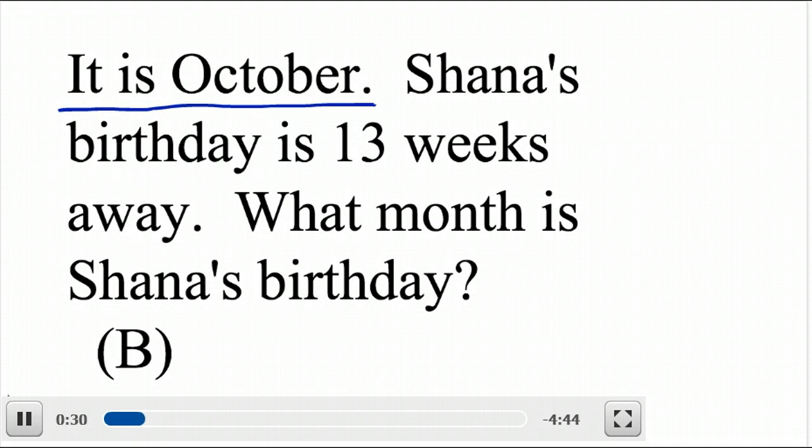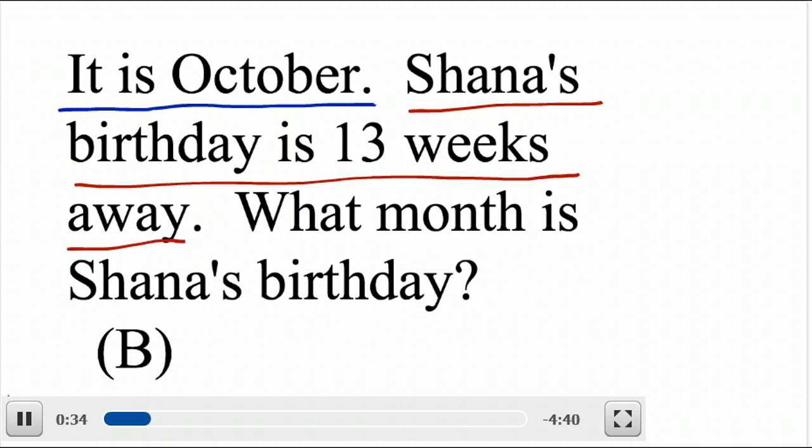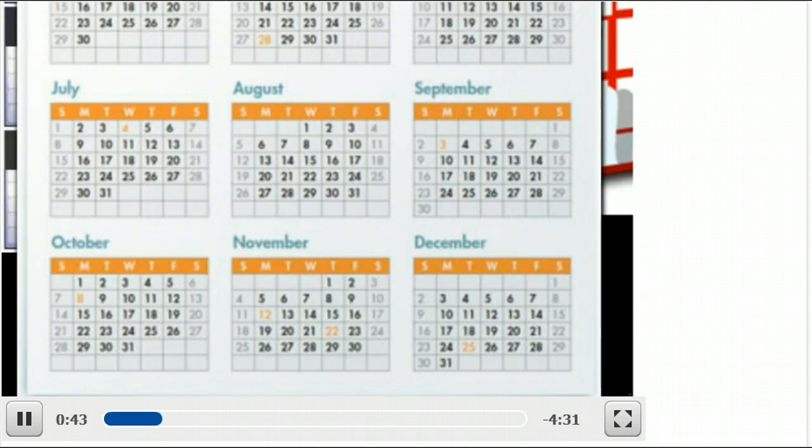Next, the question tells us that Shayna's birthday is 13 weeks away. So I have to know how long a week is. So let's look at a calendar. So here's October on our calendar.